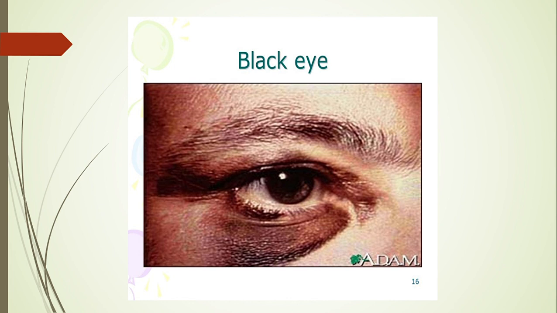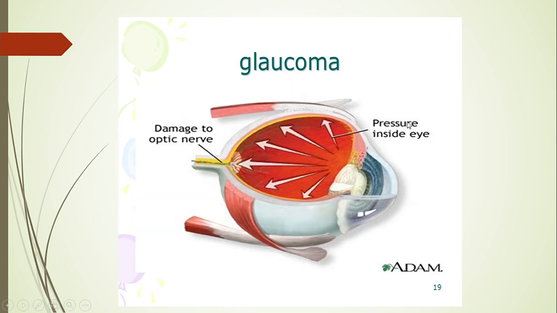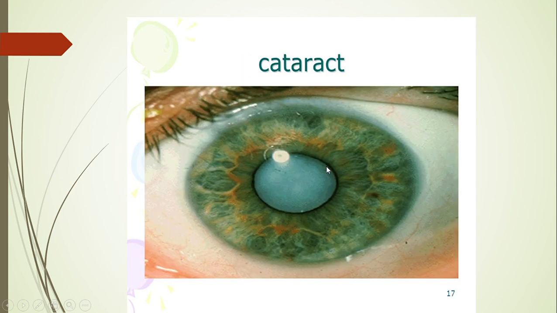scalp. Black eye means the collection of blood around the upper and lower eyelid, in the layer of loose areolar tissue. The collection of blood can spread to the upper eyelid and the lower eyelid, these being continuous with each other, and that is named the black eye. Then glaucoma is the increase of pressure inside the eye that can damage the optic nerve, leading to loss of vision. It is named glaucoma.